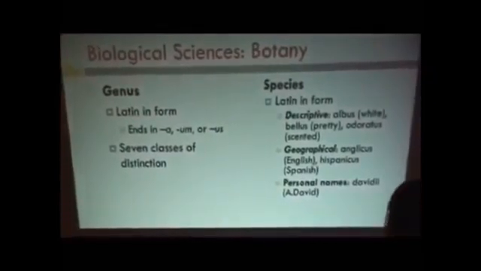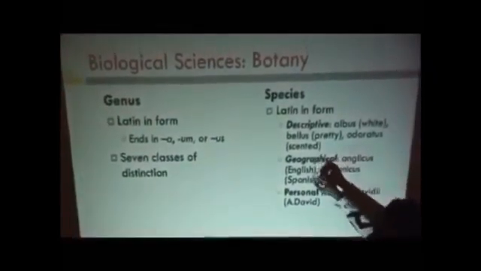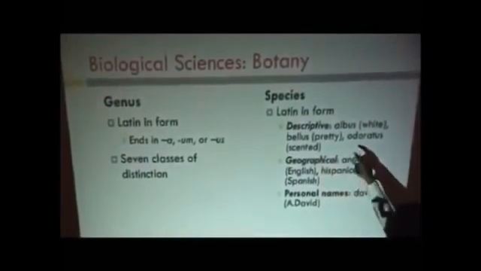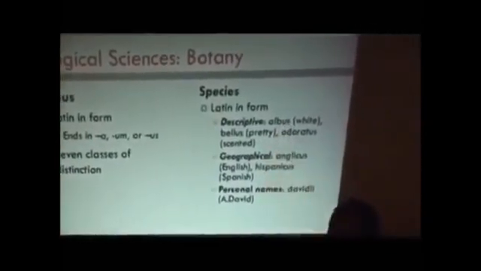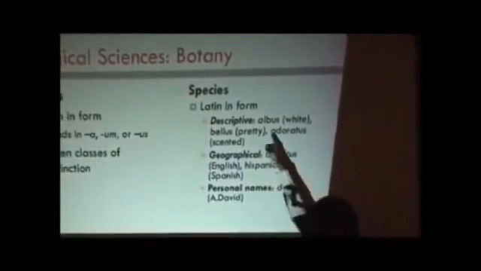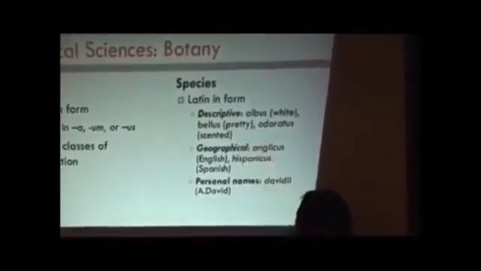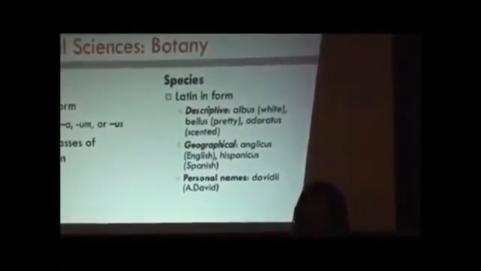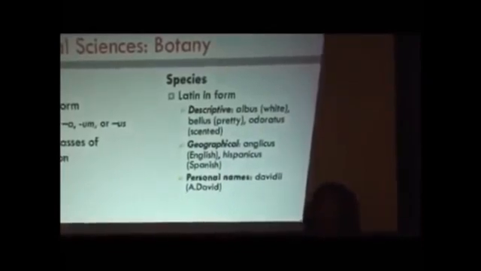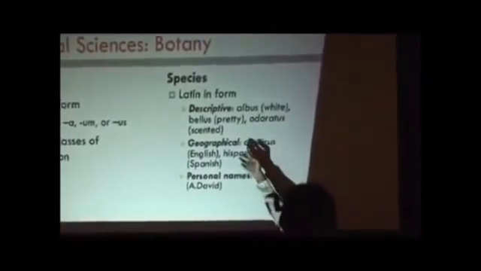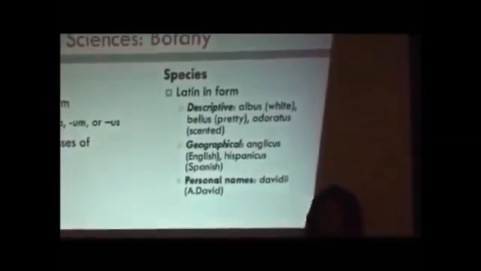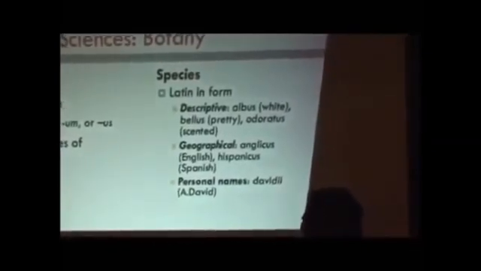So that's where you get more descriptive. It's also Latin in form. For example, say I had a white rose. It would be called Rosa albus. If I had a rose that was considered the most beautiful of all roses, it would be Rosa bellis, because bellis is Latin for pretty or beautiful.